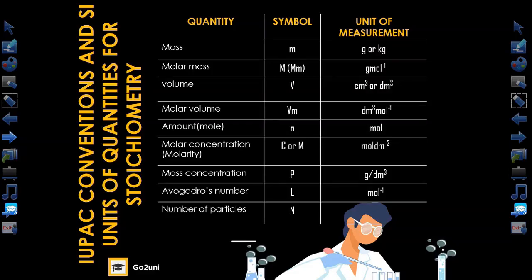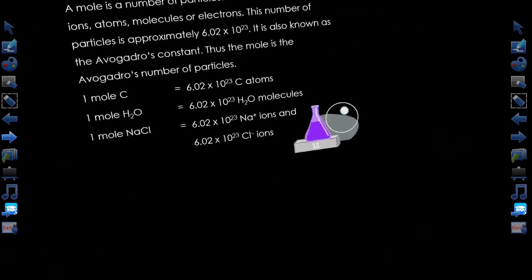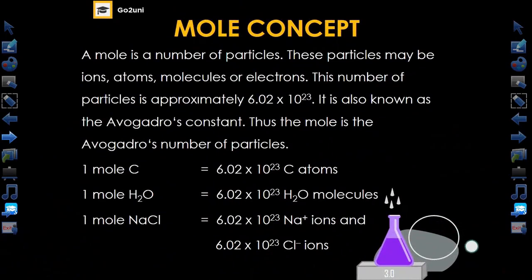Now, when we talk about mole, let us get to understand what a mole is. The mole is actually the number of particles in a given substance, and that number of particles is referred to as Avogadro's number or Avogadro's constant. So what it literally means is that 1 mole of any substance has Avogadro's number of atoms in it.